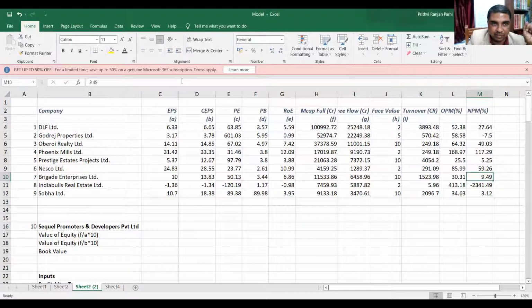So the second last one, Indiabulls, is 0.15, not 0.49. Thank you. Okay, so we got the desired data now.